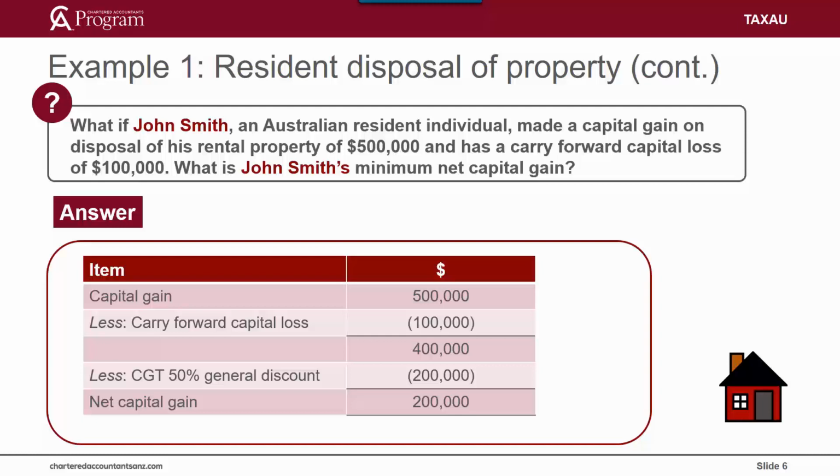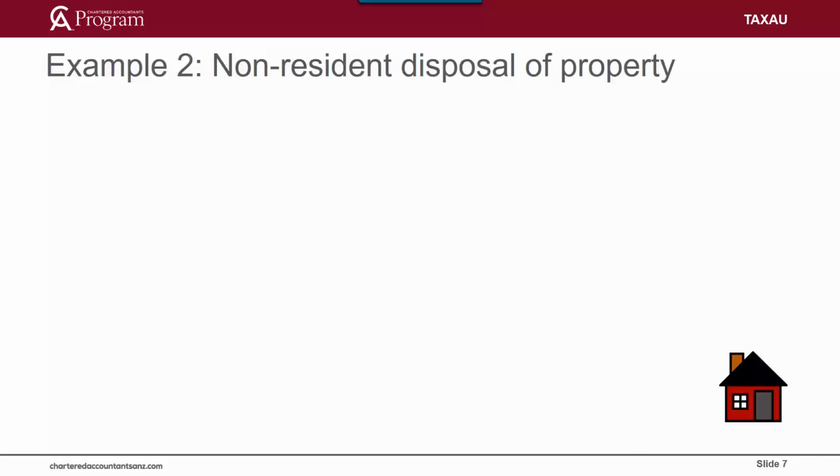What this shows is that to correctly calculate a net capital gain, you must follow the order of the steps set out in section 102-5. What this also shows is that an individual taxpayer would minimise their net capital gain by reducing capital losses and carry forward net capital losses against non-discount capital gains, that is, capital gains that do not qualify for the CGT 50% general discount, before reducing them against discount capital gains. You should also note that a company is not entitled to apply the CGT 50% general discount. Therefore, if the taxpayer in the above example was a company, the company's net capital gain would be $400,000 and not $200,000. So let's consider an example for a non-resident taxpayer.